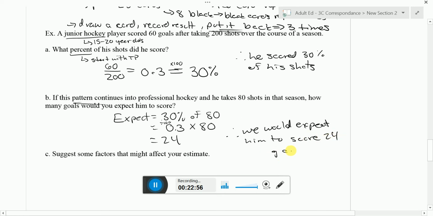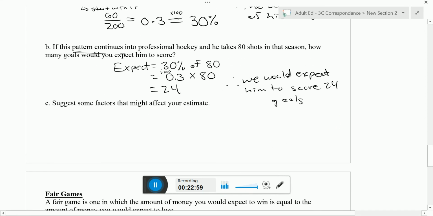24 goals. Now the question is, we want to think about some factors that might affect that. When you go from junior hockey, he could have been a 19 or 20-year-old in junior hockey, and then he's moving into the NHL where he's playing against 27, 28, 29, 30-year-olds. Pro hockey is the best players in the world. Most people are going to do worse when they play against better players.